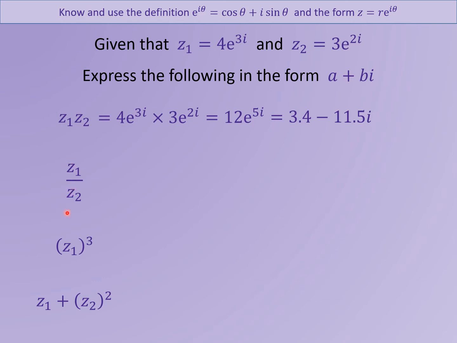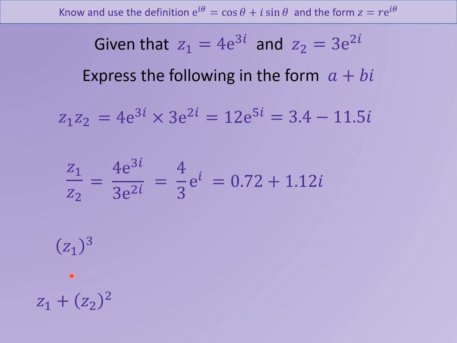Z1 over Z2. Again, if you keep it in exponential form, you could just use your laws of indices. 4 divided by 3 is 4/3. That take away that is going to get me just e to the i. So that's where that comes from. And now, again, I've got an argument of 1. I've got an R value of 4/3. I can work out the A plus Bi by doing 4/3 cos 1 and 4/3 sine 1. And there we go. That's where that answer comes from.